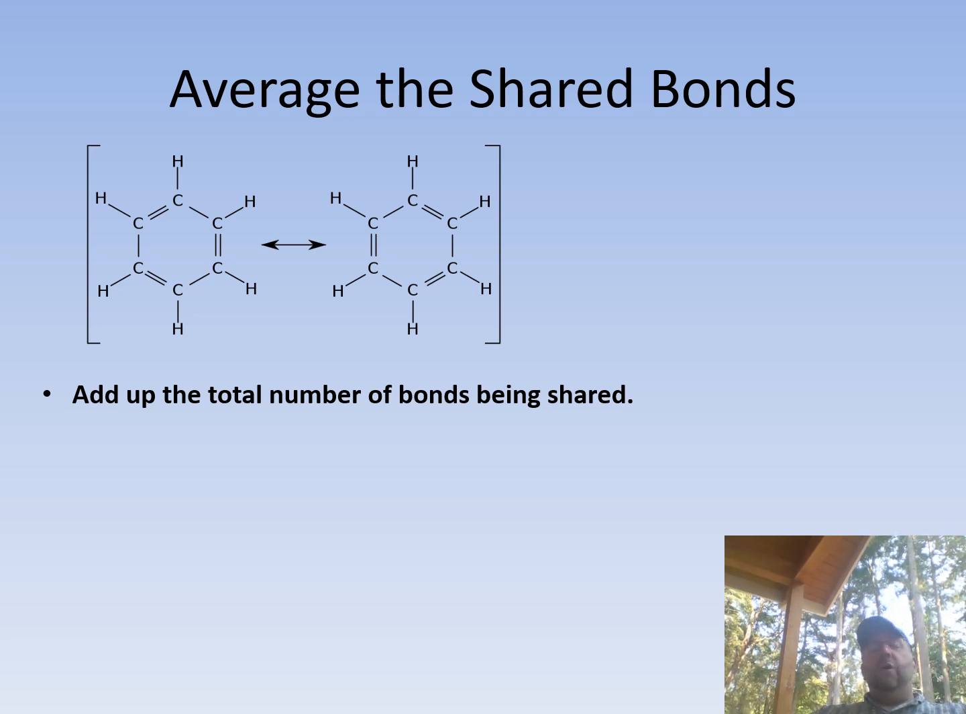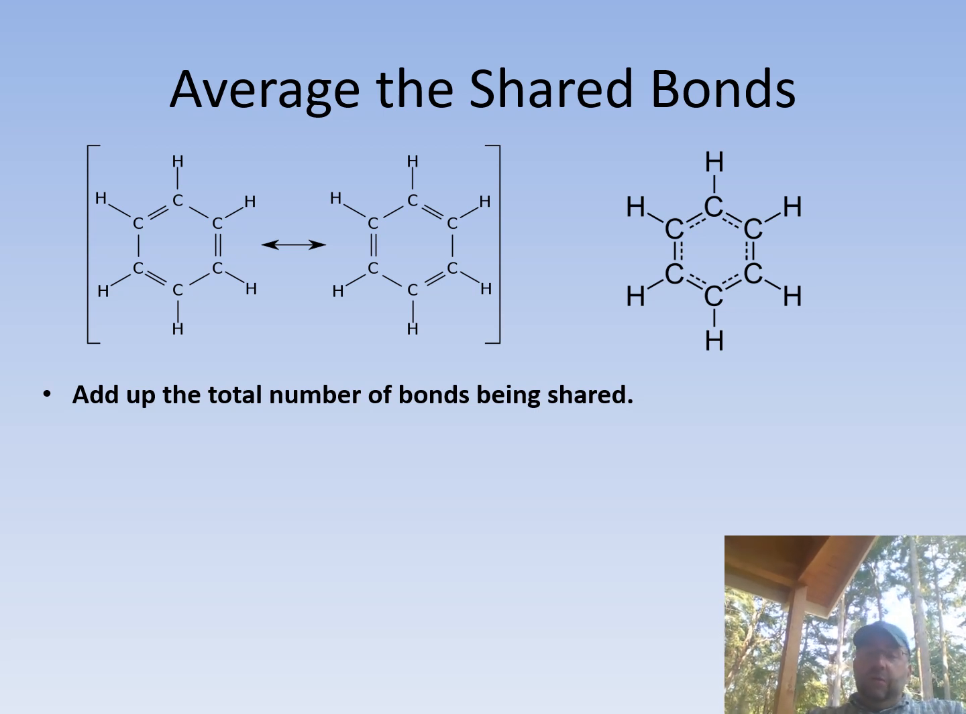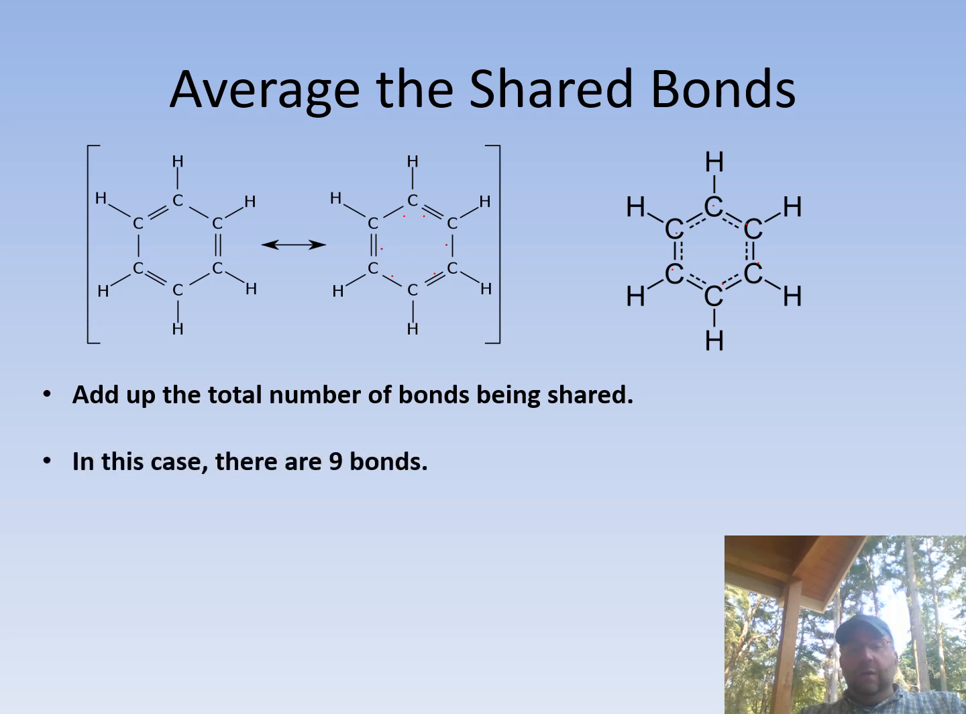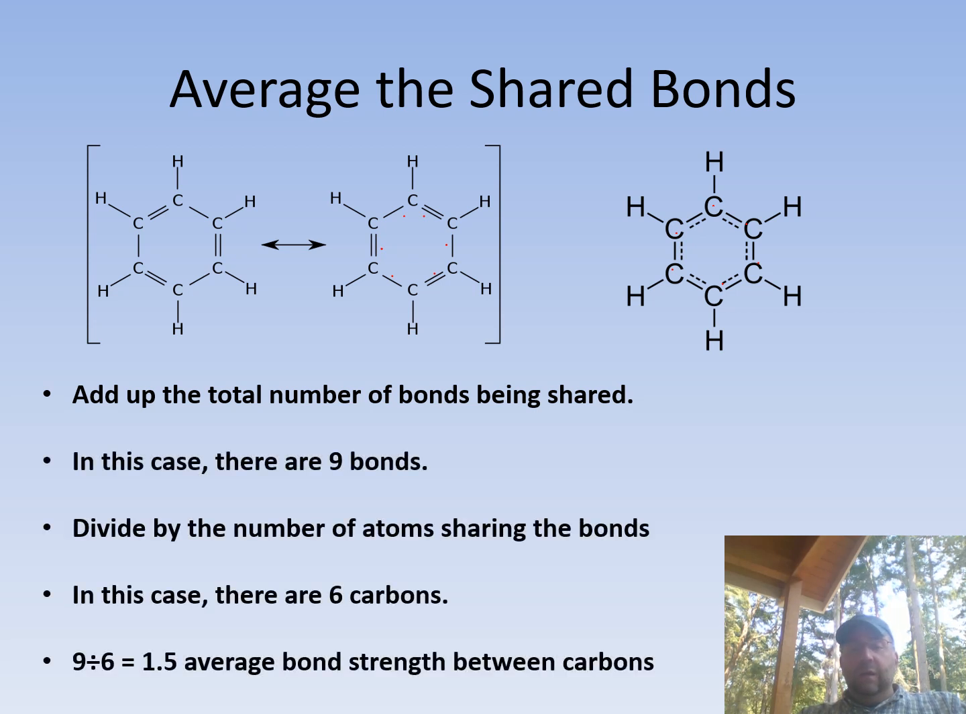So if you want to know, well, how strong is the average shared bond? Here's a couple of things you're going to do. You're going to add up the total number of bonds being shared, and you're going to add up the number of atoms that are sharing them. So in this particular ring, you've got a situation where you've got 1, 2, 3, 4, 5, 6, 7, 8, 9 bonds being shared total, and they're being shared among 1, 2, 3, 4, 5, 6 carbons. 9 divided by 6 is 1.5.